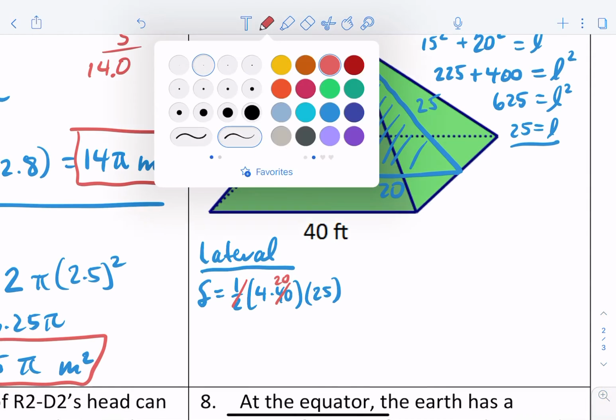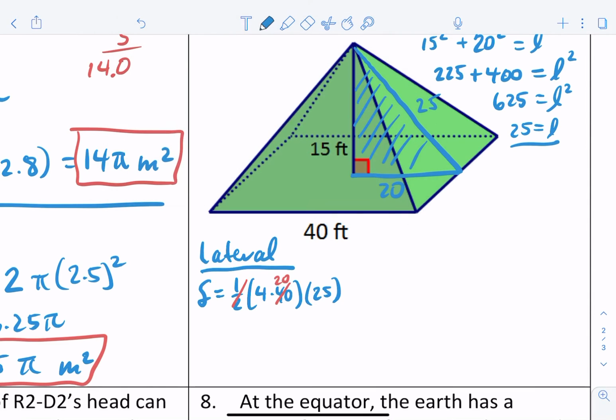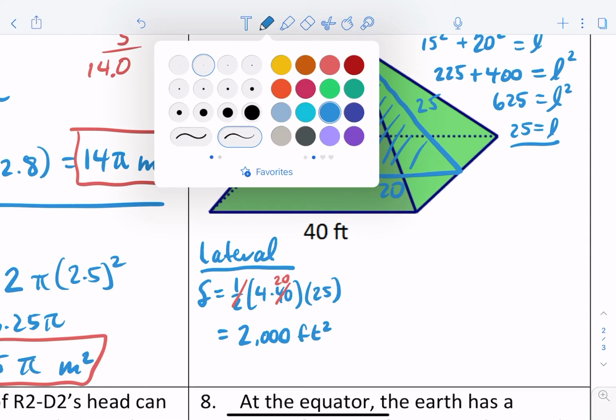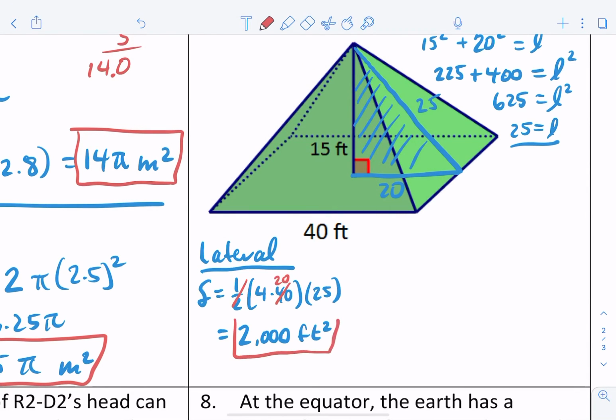And now I'm going to multiply these things. Again, the order doesn't matter. So I'm going to first multiply 4 times 25 because that's 100. And 100 times 20, I can do that pretty easily. 100 times 20, just add 2 zeros to that. That's 2,000. 2,000 feet squared, since it is area. There's our lateral surface area.